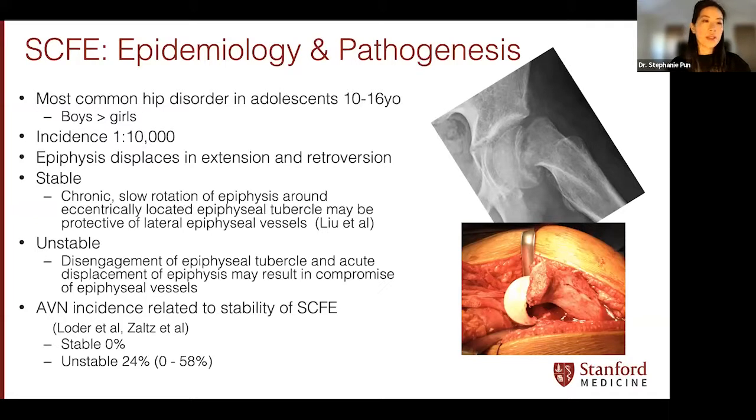And the reason I mention this is because it is related to the risk of developing avascular necrosis, or AVN, of the hip. With a stable SCFE, there is a more chronic or slow rotation of the epiphysis, and this allows for remodeling of the lateral epiphyseal vessels, which supply blood to the femoral head. With an unstable SCFE, there is a more rapid disengagement of the epiphysis and acute displacement, which may result in compromise or kinking off of the epiphyseal vessels, disrupting blood flow to the femoral head. And therefore, with stable SCFEs, the incidence of AVN is really quite low, pretty much 0. Whereas with an unstable SCFE, up to 24% of these unstable SCFEs can develop AVN.